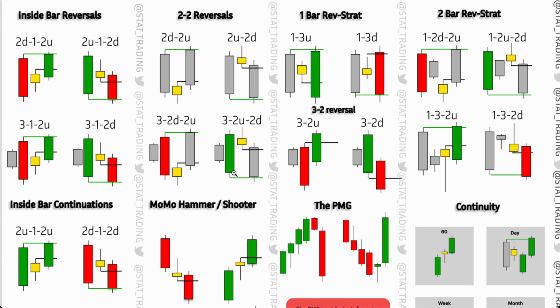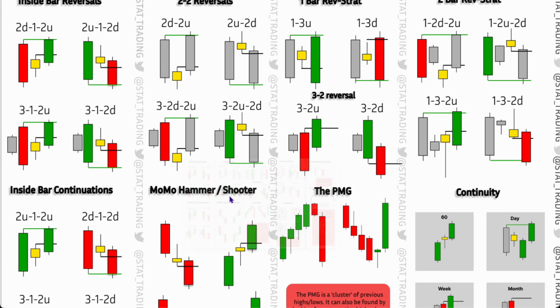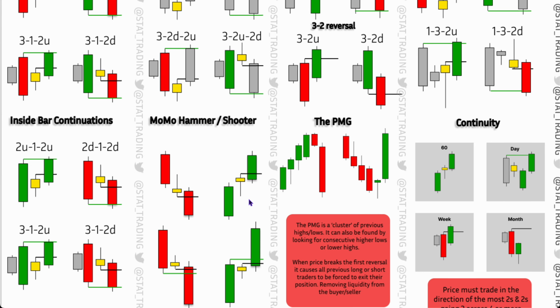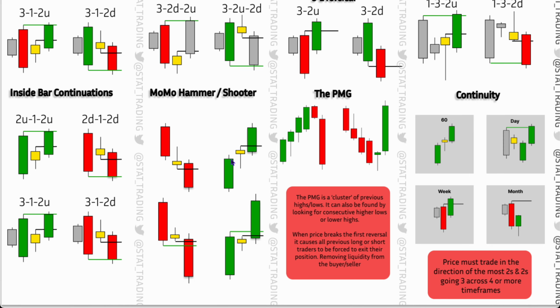So that is that. I'm going to keep going through these. A Momo hammer, so a momentum hammer and/or shooter. So a 2, and then you have still a 2 up. This is still a continuation up, but you can see how this is a hammer, right? You can see how this is a shooter. You should know these candle types. This is a shooter candle. This is a hammer candle. And the Momo is really just for momentum, okay?